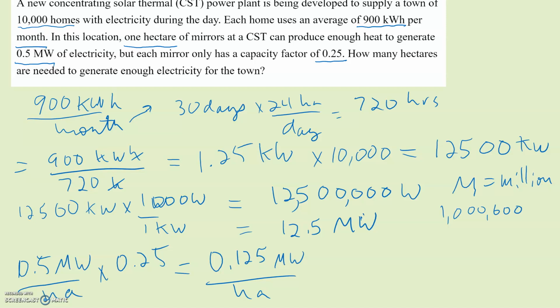And as you can see, 0.125 is easily divisible into 12.5, and this means to get 12.5 megawatts we need 100 hectares to get this answer. Or another way to think about it is divide 0.125 into 12.5, and that's 100 hectares.